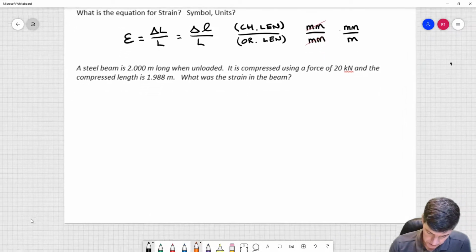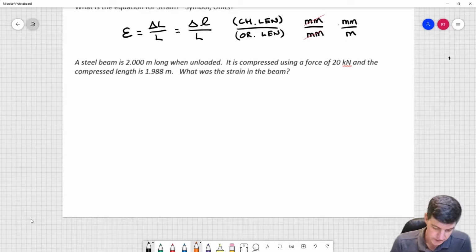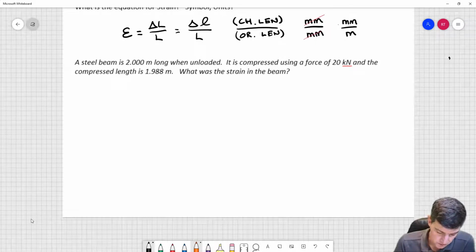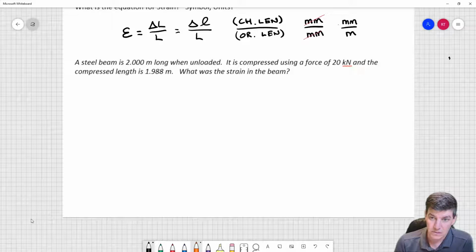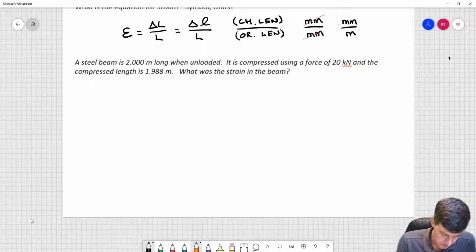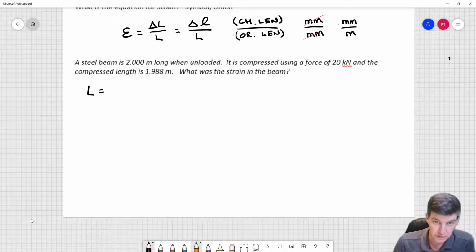Okay, so let's do an example here. A steel beam is 2 meters long when unloaded. It is compressed using a force of 20 kilonewtons, and then the compressed length is 1.988 meters. What was the strain in this beam? Okay, so we need to know a few things. So we need to know L, which is our original length. It's going to be 2 meters.